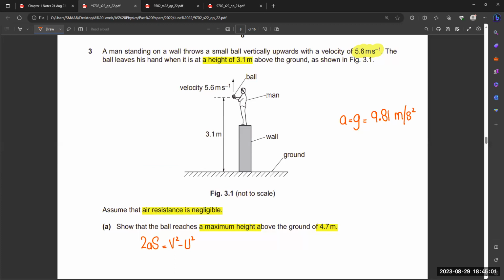One more thing: if the body is moving in the upward direction, we are moving opposite to the acceleration due to gravity, or against the gravitational force. So upward we are going to use a negative sign, and for downward it will be positive. So this is the only different concept.